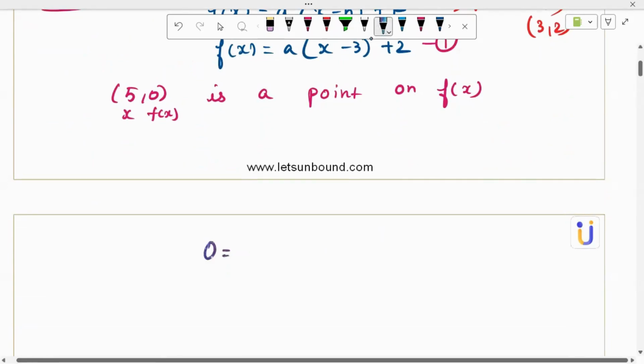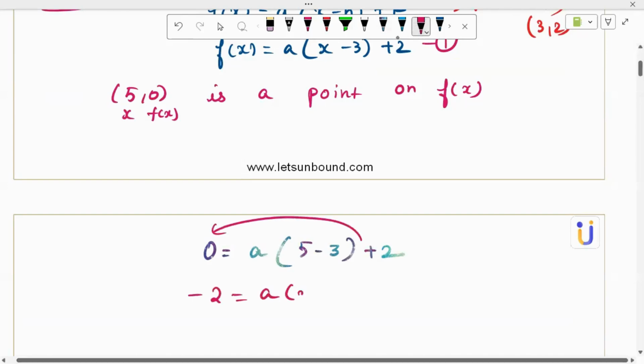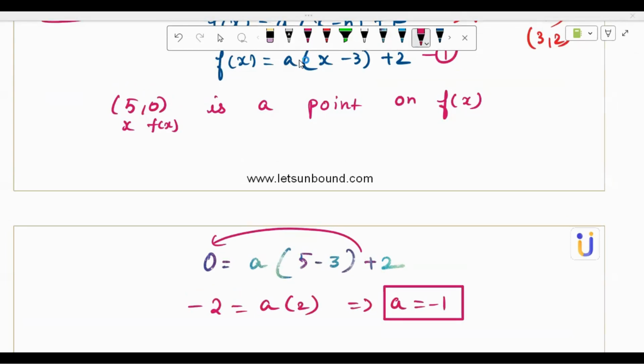0 is equal to a, we don't know, times (x minus 3). x is 5 here, minus 3, plus 2. That's it. Simplify it. This 2 will come here. It's minus 2 equal to a times 2. You can cancel the 2 and you've got a is negative 1. Right? So we got a is negative 1.